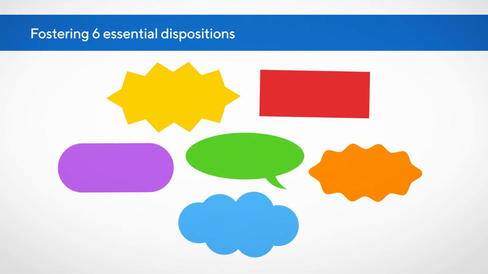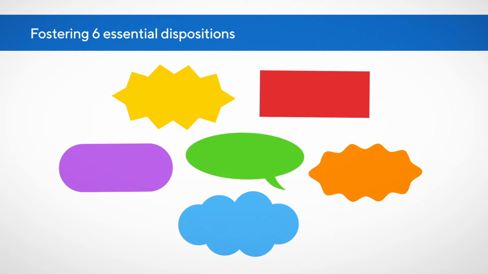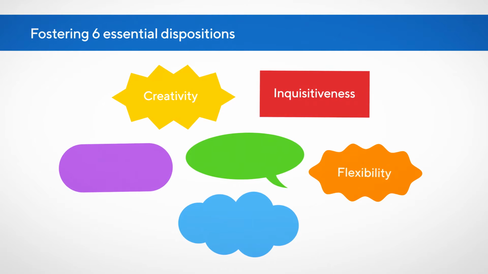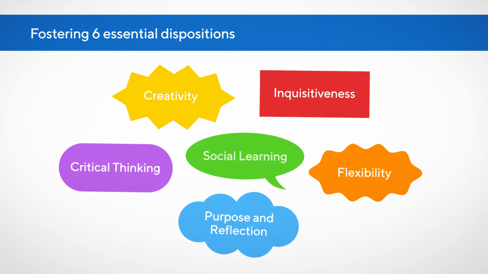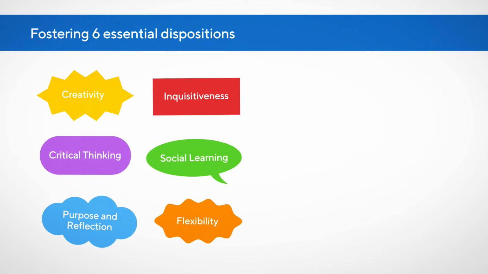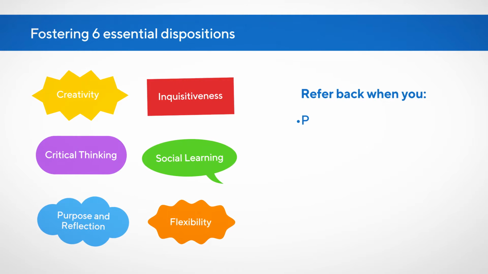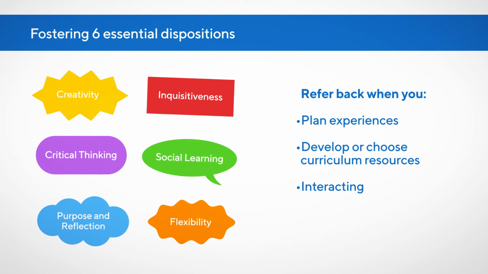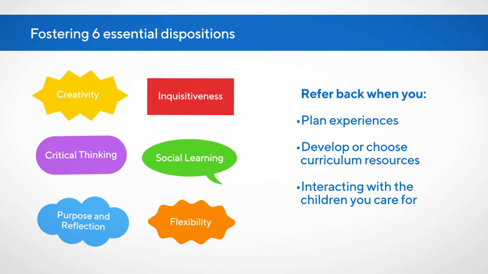A critical part of CT ELDS is the idea of fostering 6 essential dispositions or qualities of successful and competent learners. They are creativity, inquisitiveness, flexibility, critical thinking, purpose and reflection, and social learning. Reflecting on how you promote these dispositions can be a great way to get started with the CT ELDS. Refer back to them often as you plan experiences, develop or choose curriculum resources, or when you are just interacting with the children you care for.